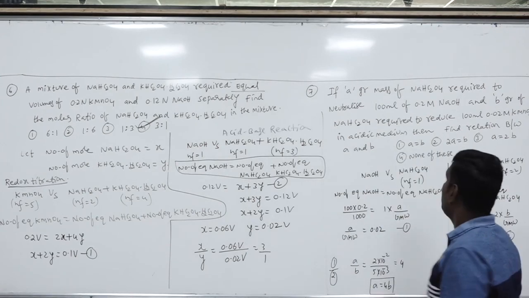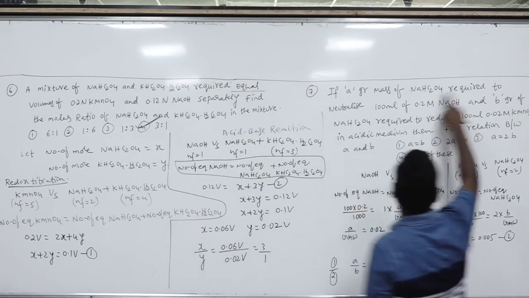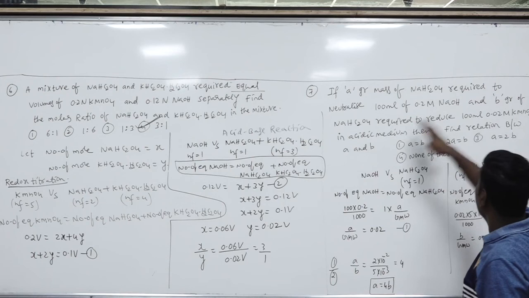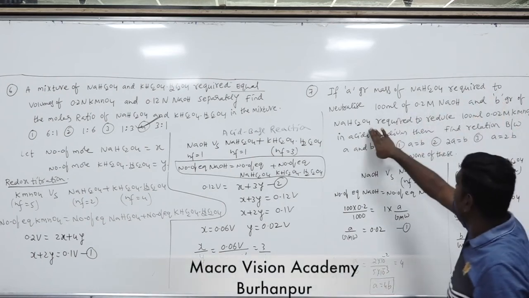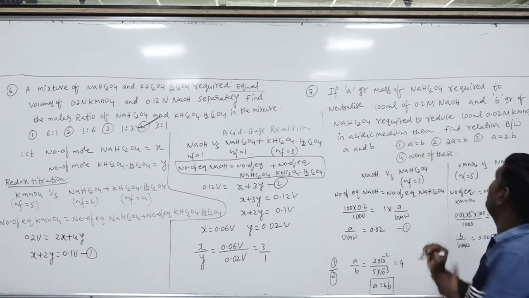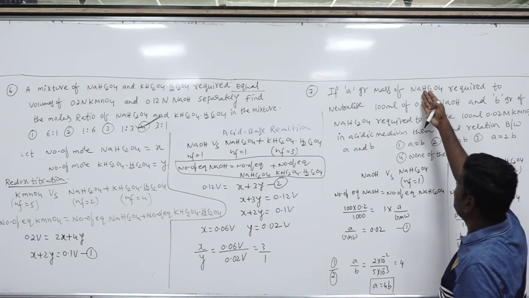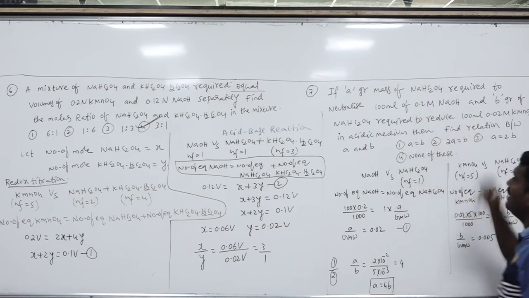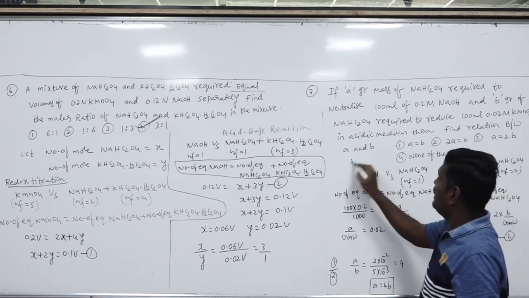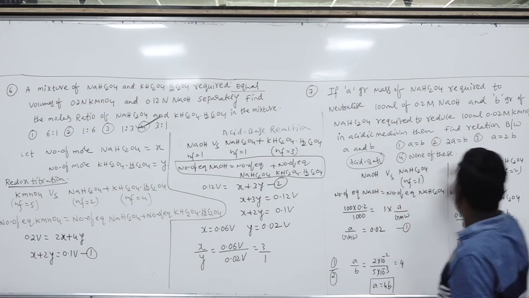Now, one more problem is there. A grams mass of sodium hydrogen oxalate is required to neutralize 100 ml of 0.2 molar NaOH, and B grams of the same substance will be required to reduce 100 ml of 0.2 molar KMnO4 in acidic medium. Find the mass ratio. Here the mass is A gram, here the mass is B gram, find the relation between A and B. Again the question involves an acid base reaction and a redox reaction.